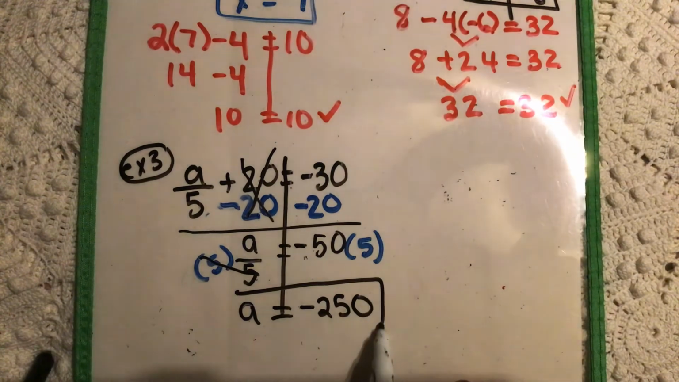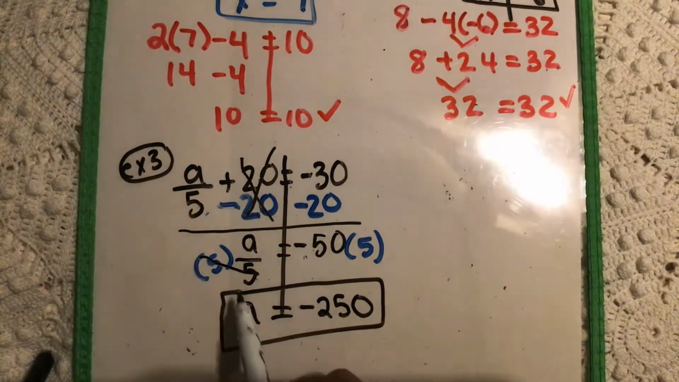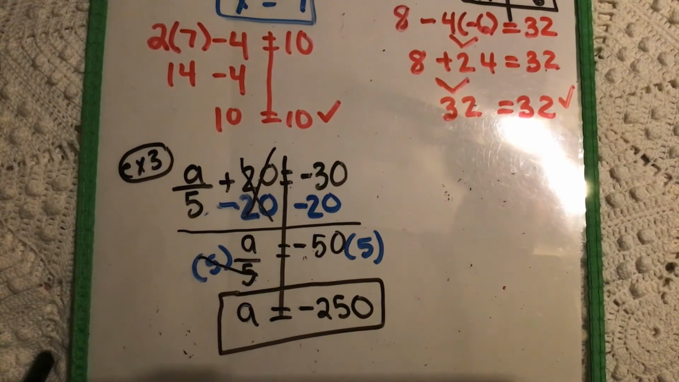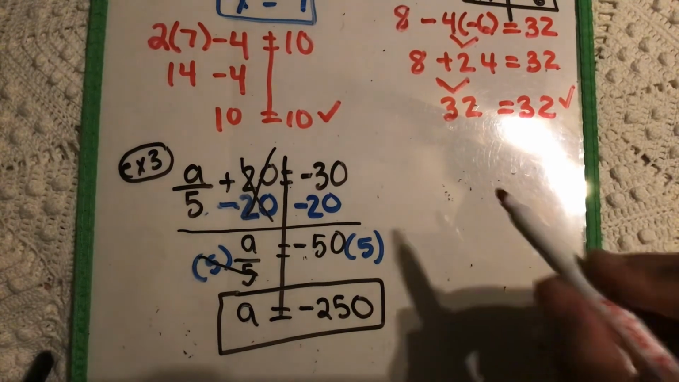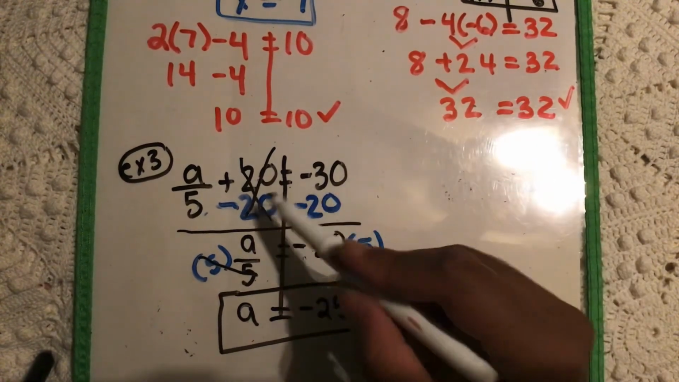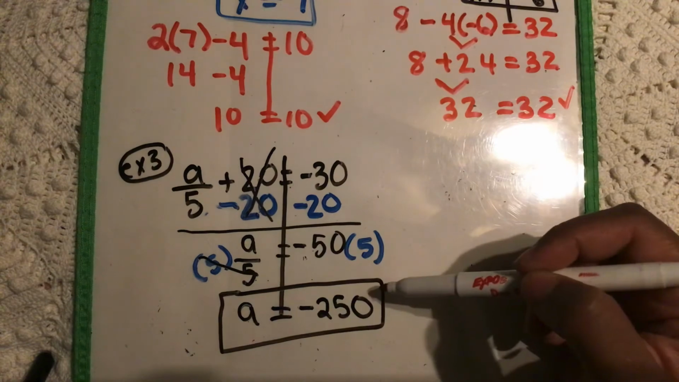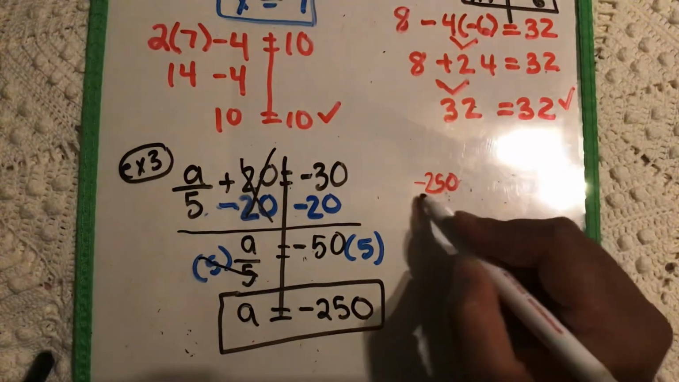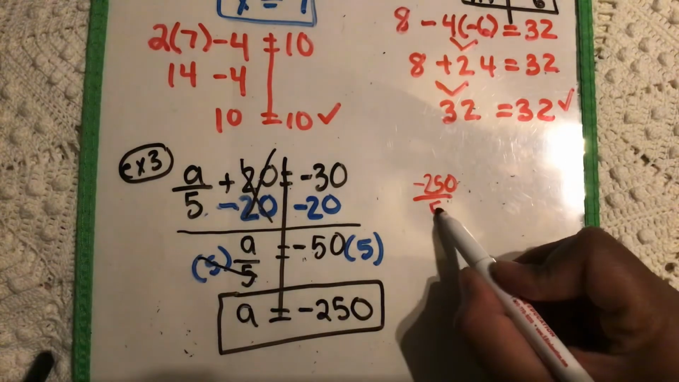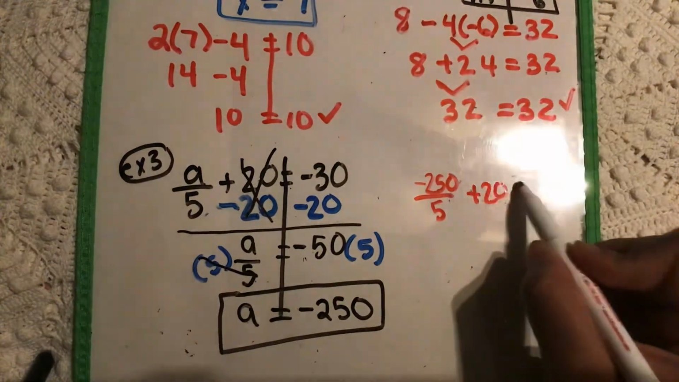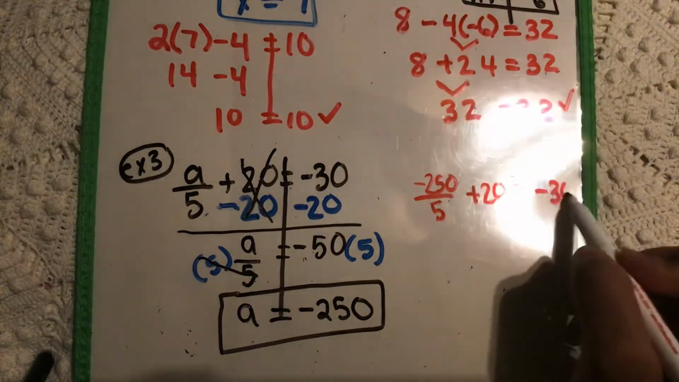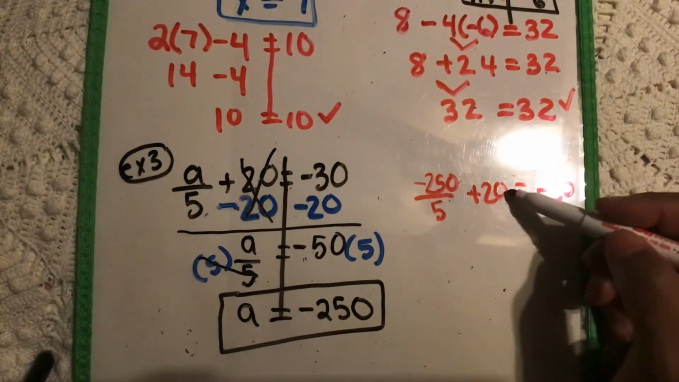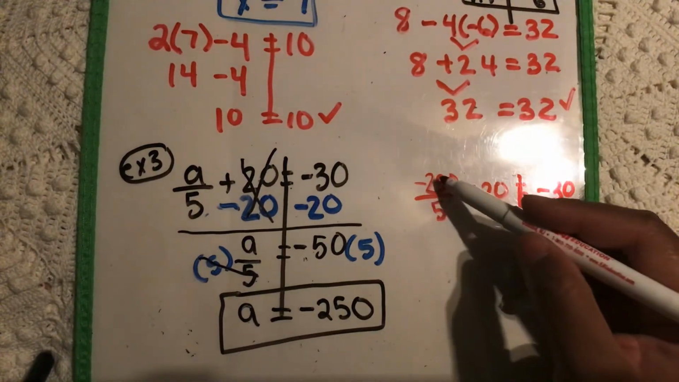Box in your answer so that it makes it easy to find. Watch your signs. And then obviously do a check. The A, I just found out, was -250. So let's get rid of the A, plug in -250. I still have a divide 5. I still have a plus 20. And I'm hoping that it comes out to be a -30. That's my goal, right? So let's see if it works.